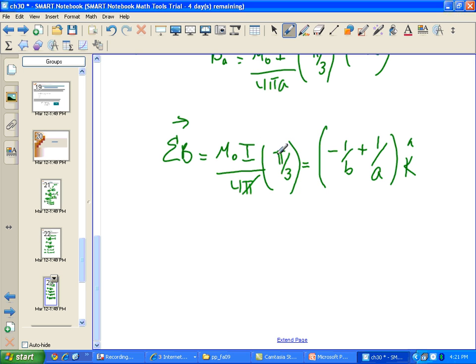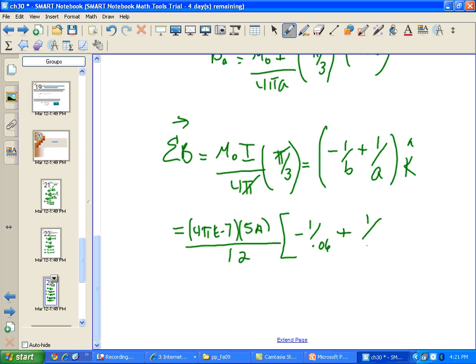Clean this up a little bit. This pi cancels that pi. Now the 3 here will multiply times 4, we'll end up with a 12 in the denominator. Let's substitute our numbers. 4 pi e to the minus 7 times 5 amps divided by 12 times minus 1 over 0.06 for 6 centimeters plus 1 over 0.03 for the 3 centimeters times k hat.